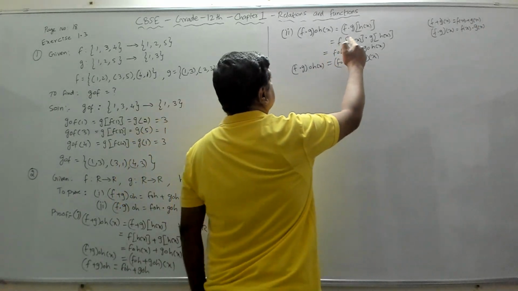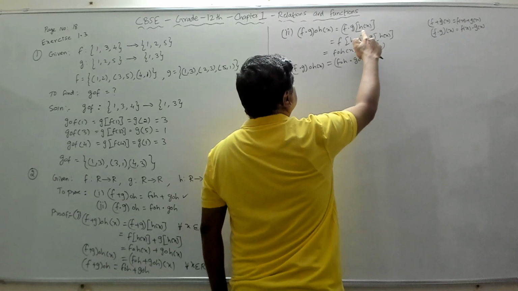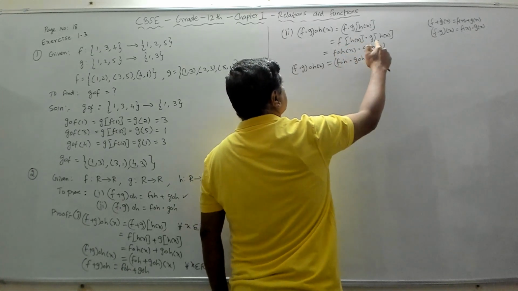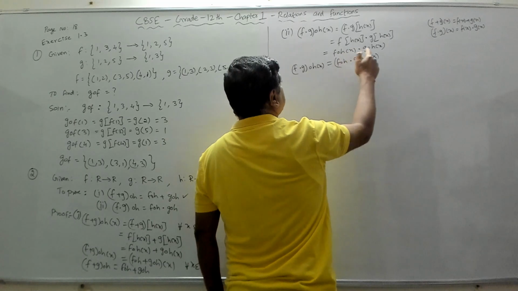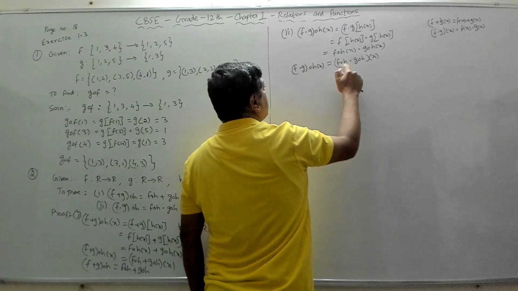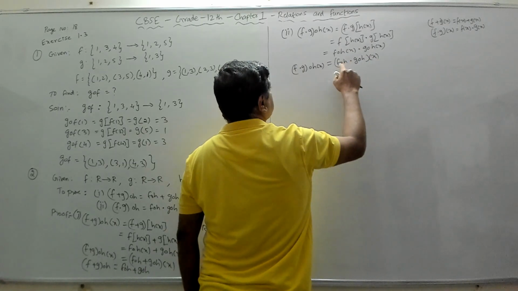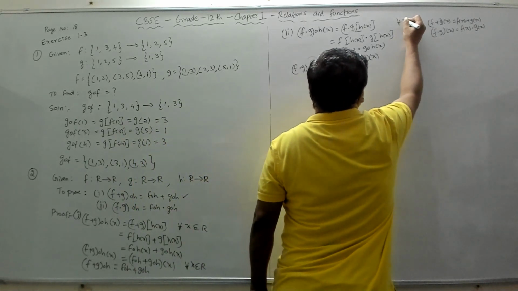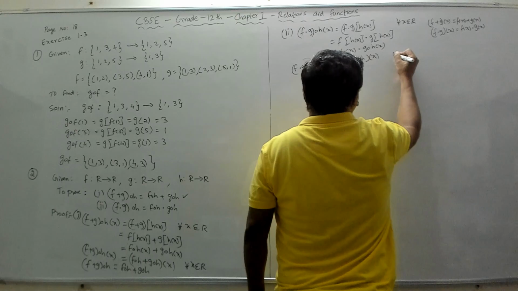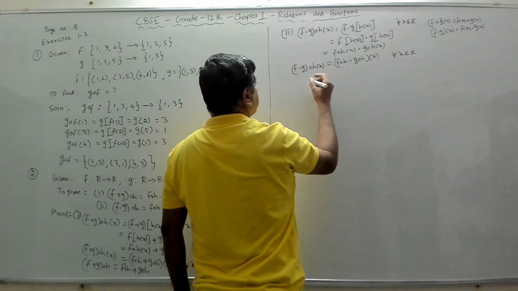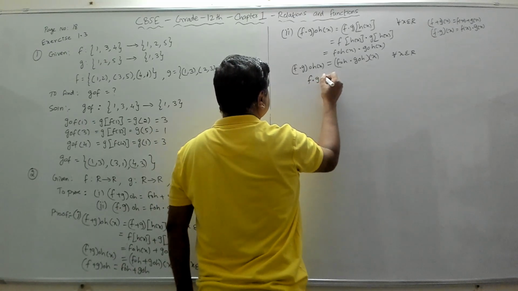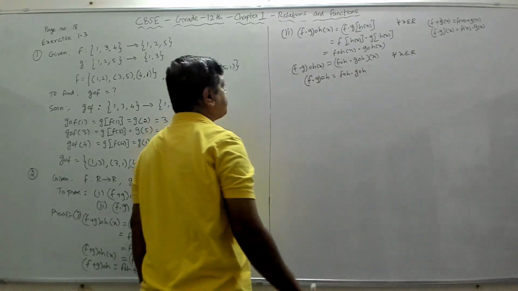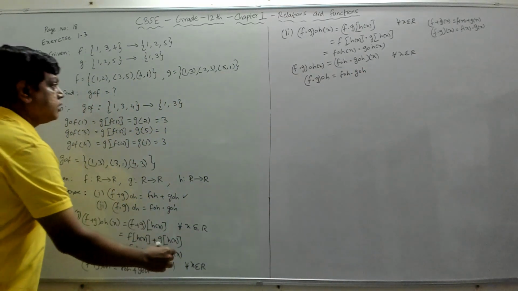So (f·g)(x) is f(x) into g(x). That is f(h(x)), and g(h(x)). Now again, this is the multiplication of two functions, so I can write (f∘h · g∘h)(x), which is the same as f(h(x)) into g(h(x)). So this is true for every x belonging to R, the set of all real numbers. Since it is true for every x, the two functions are the same. So (f·g)∘h is equal to f∘h · g∘h. The second part is true.